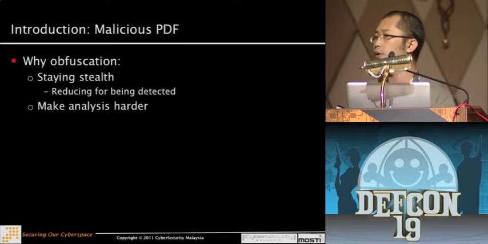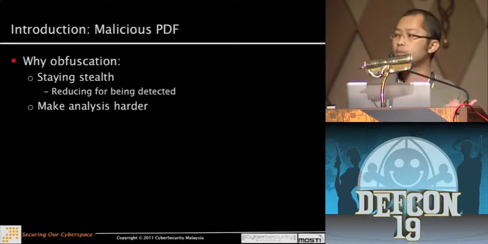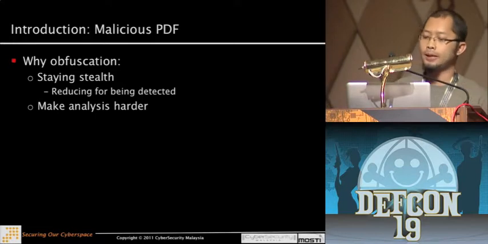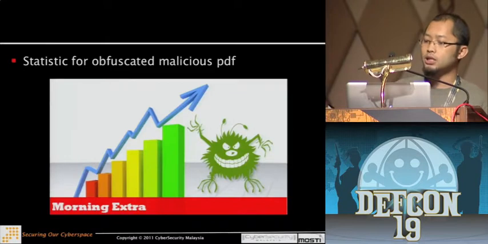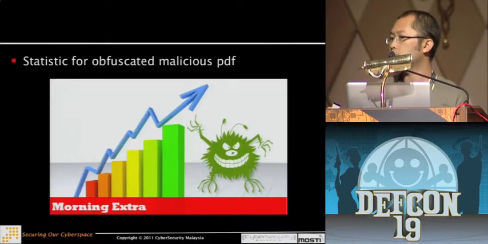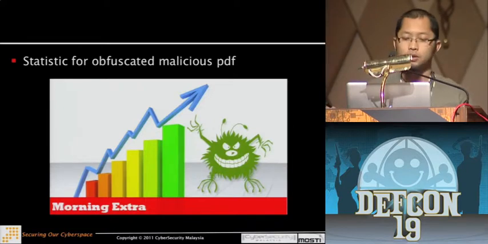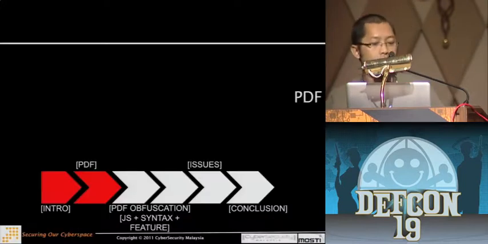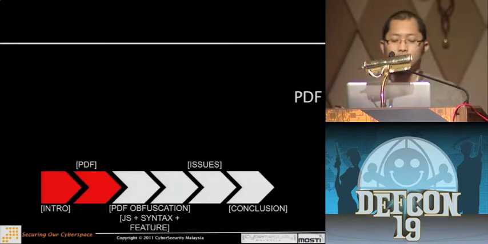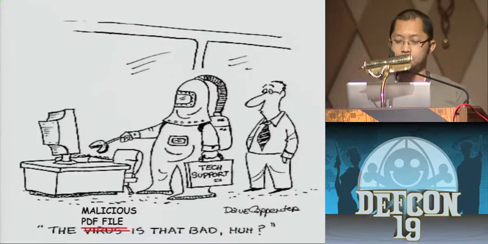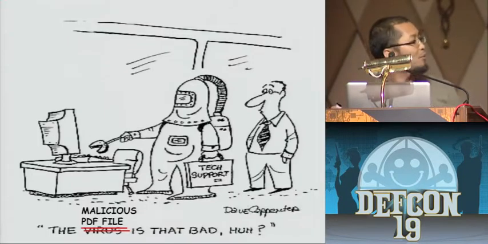If you were here for the previous presentation about APT, we still believe that somehow, at the end of the day, your tool is going to be detected. But you can make analysis harder by implementing some obfuscation. As for statistics of obfuscated malicious PDF, the numbers are always going up, because that is pretty much a trend. And I hope the PDF is serious enough nowadays.